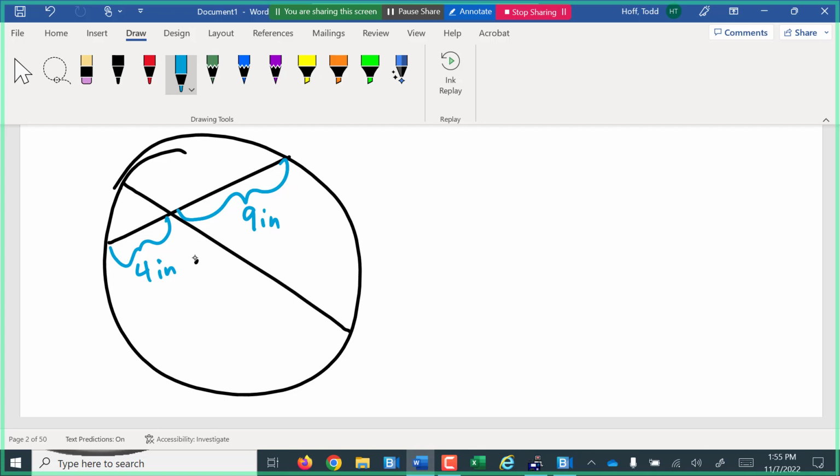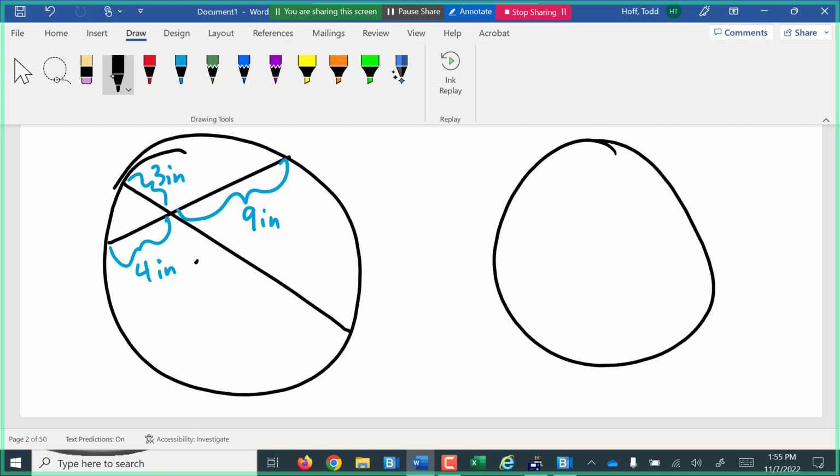The size of one of the pieces of the other chord can then be predicted if I know one of the other pieces, basically. If I know this is 3 inches. Now first, looking at this picture, could I reasonably expect those two chords to be the same length? No.